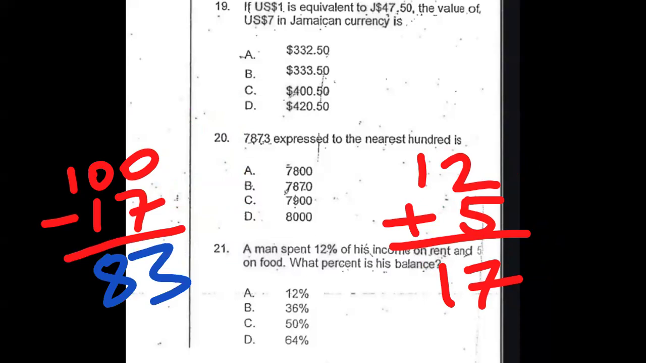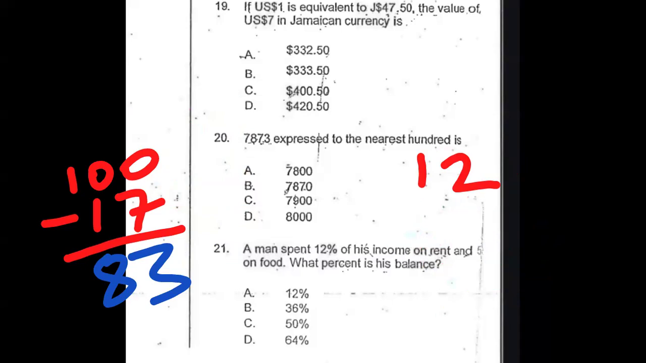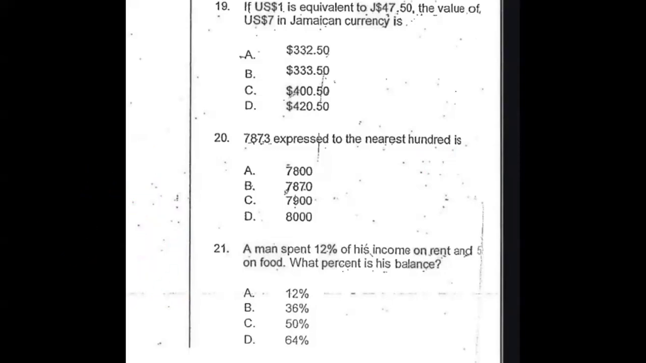What is this question asking? You have rent and you have food. That means the number there, you know what? It might be 58. Yeah, no, none of this makes sense. I need to know exactly what that number is supposed to be, and what percent was spent on food. They need to fix that. What percent is his balance? That makes no sense. Not even worth the time.